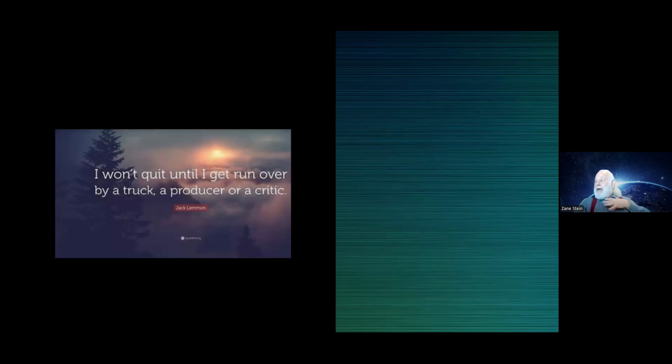One more sign that Jack has fixed Scorpio on his fifth, occupied by resistance to change, Saturn, were these words. He answered a question from a reporter if he'd ever retire. He said, I won't quit until I get run over by a truck, a producer, or a critic. Okay.